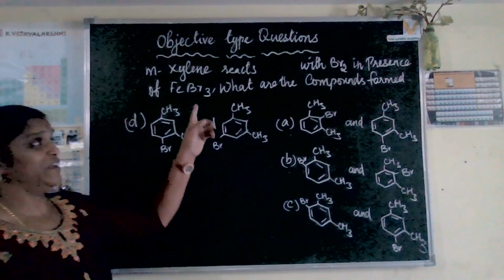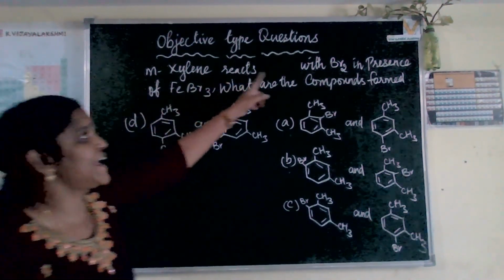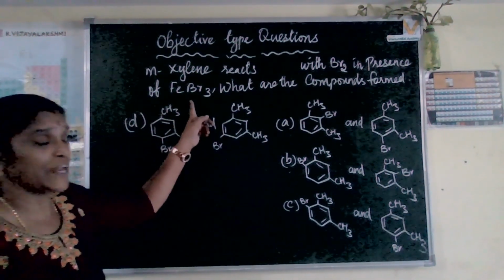Let us go for one more interesting question. Metaxylene reacts with bromine in the presence of ferric bromide.